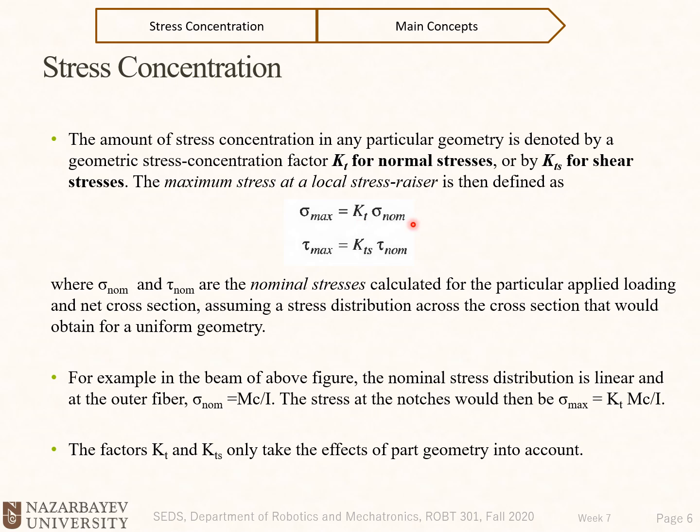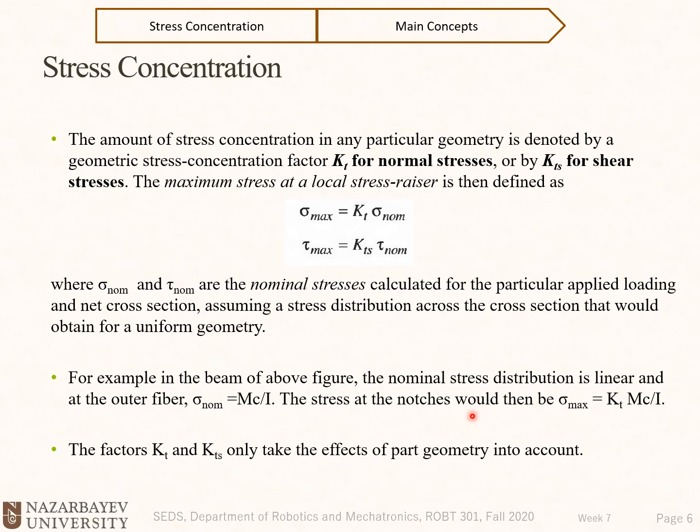Okay, so let's see what sigma nominal and tau nominal are. For example, in the beam of the above figure, the previous example, the nominal stress distribution is linear, and at the outer fiber, sigma nominal is Mc divided by I. These are the formulas we already developed, the analytical calculation of stresses, either normal or shear stresses.